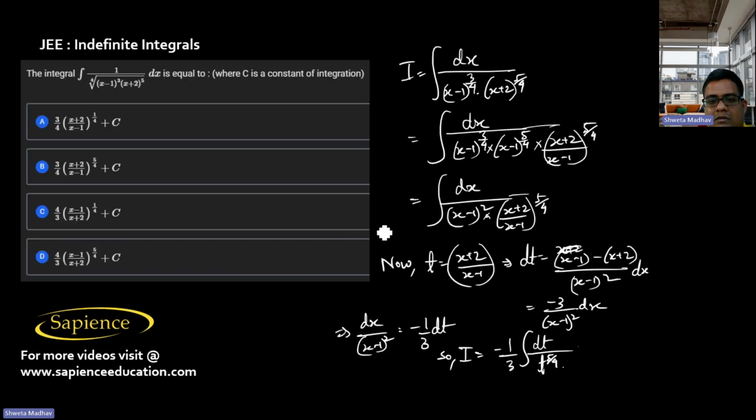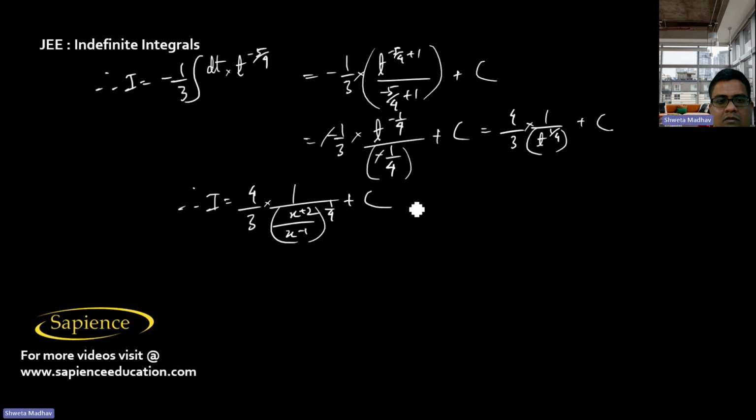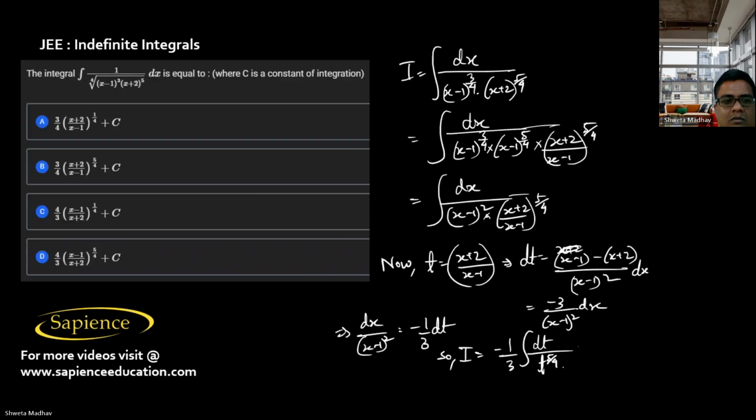Therefore this is 4 by 3 into x minus 1 by x plus 2 whole power 1 by 4 plus c. So option C is the correct answer.